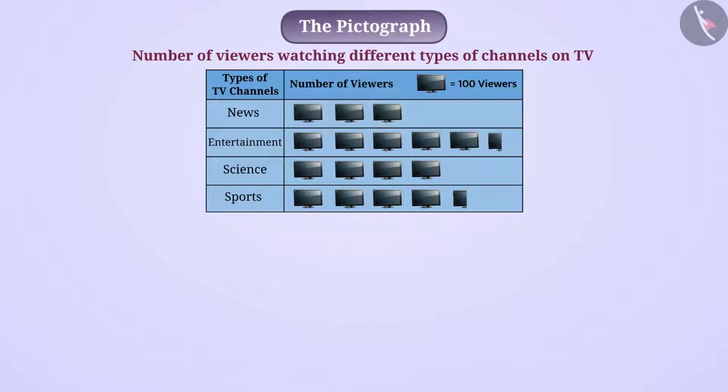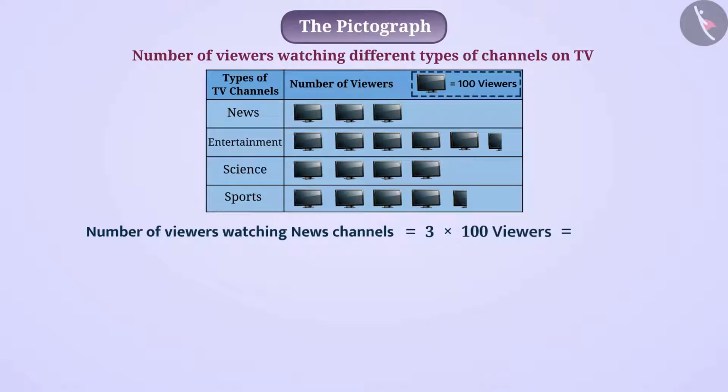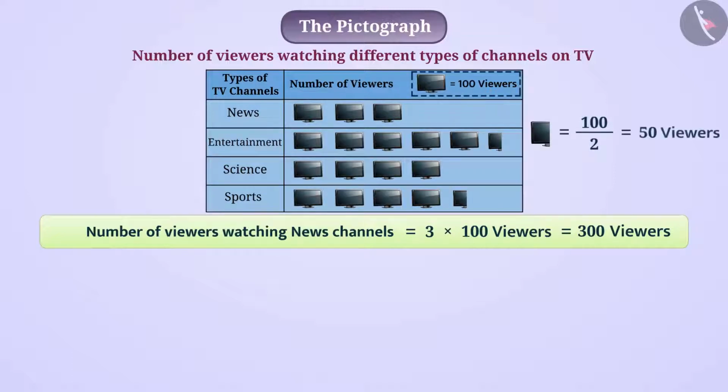Here, since the value of one picture is 100 viewers, we can say that the number of people watching the news channel in the village is 3 multiplied by 100 viewers is equal to 300 viewers. 5 full and 1 half image have been used to represent the viewers of the entertainment channel. Since the value of one full picture is 100 viewers, we can take the value of half the picture as half of 100, that is 50 viewers.